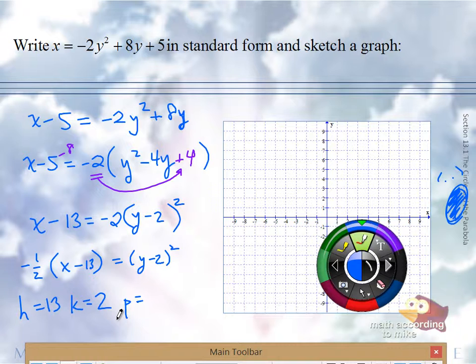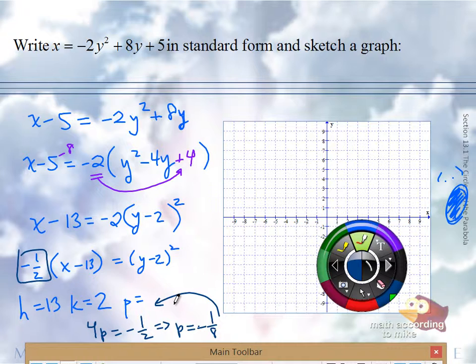Again, another negative 1/8. Remember, 4p is the coefficient of the linear side. So if you set 4p equal to negative 1/2, divide both sides by 4. Sorry that we saw the same number again. You get p to be negative 1/8.